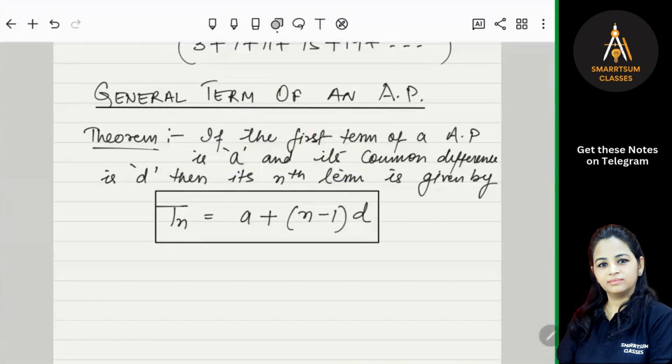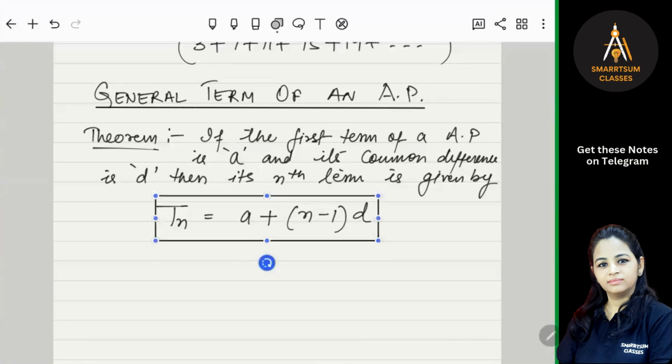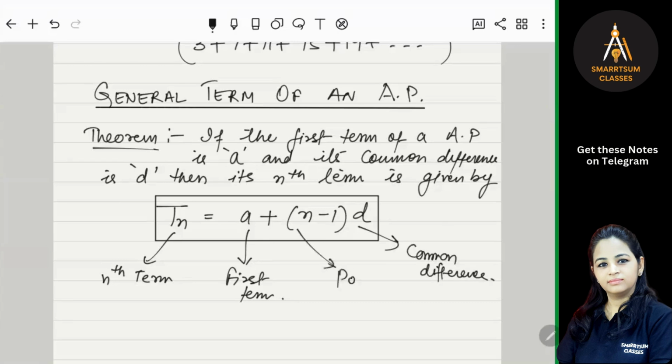Am I getting that? So if the given progression is an arithmetic progression whose first term is A and common difference is D, then we can find the nth term of the AP by using the formula Tn is equal to A plus n minus 1 into D. Where Tn is the nth term, A is the first term of the AP, D is the common difference, and n is the position of the term. Is that clear? Please write down.